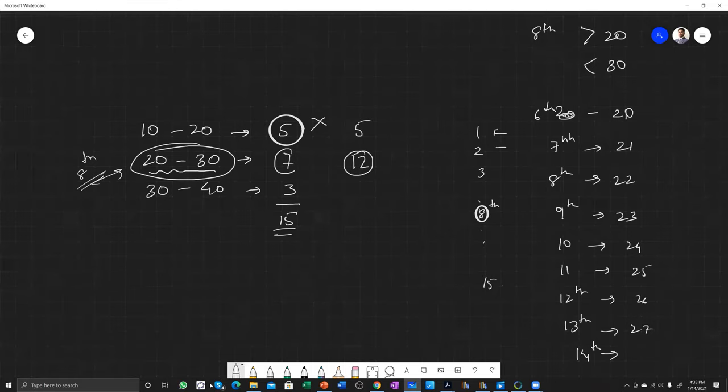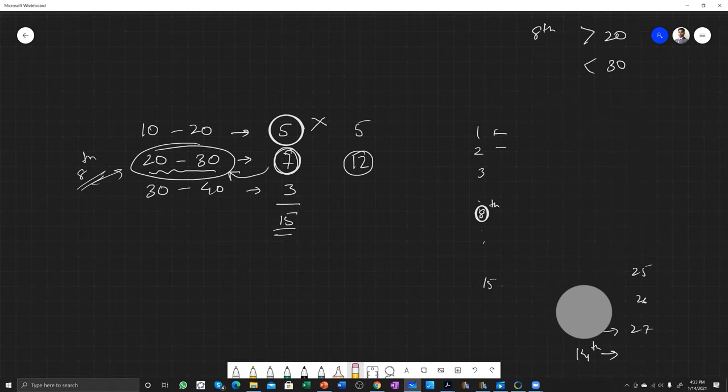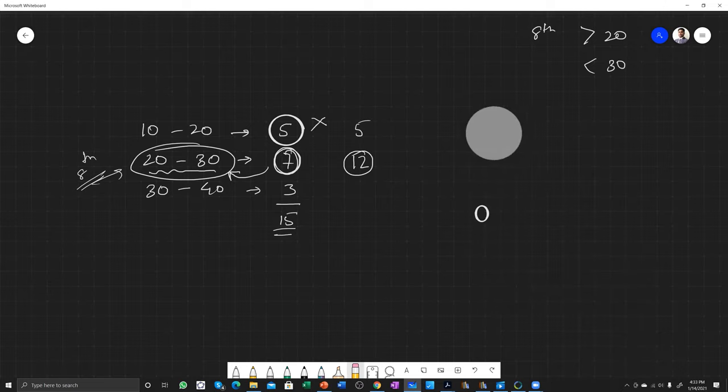Sorry, there are only 7 numbers. 7 numbers have to be distributed between 20 and 30. Now, I hope you got this. What I'm saying once again is that the clarity is it has to be more than 20 and less than 30. Now between 20 and 30, there are 7 numbers.